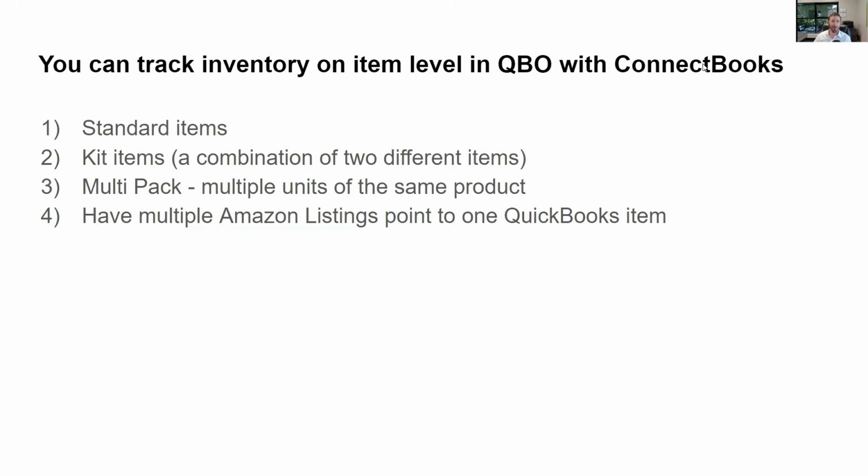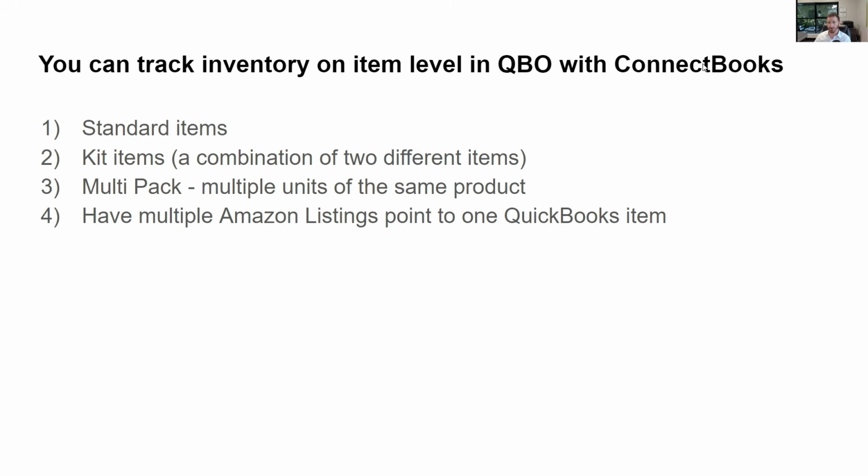So if you do want to track inventory in QuickBooks in ConnectBooks, let's say, for example, you buy a can of Coke. So it's a standard item, right? You buy a can of Coke, you sell a can of Coke, it comes in and out the same way. Then let's say, for example, I buy a trailer load of cans of Coke. Okay, I get a trailer load, let's say 100,000 cans.